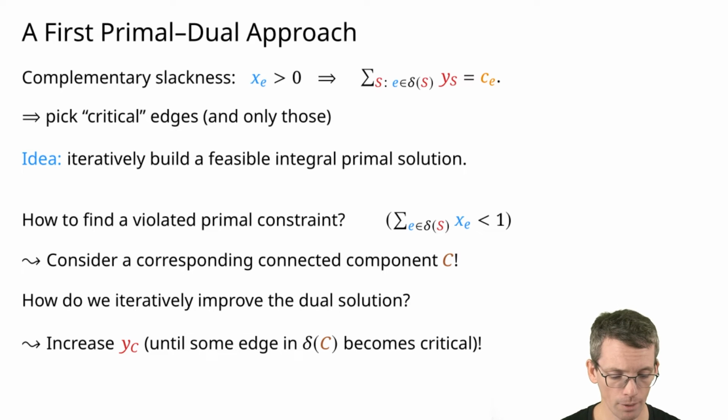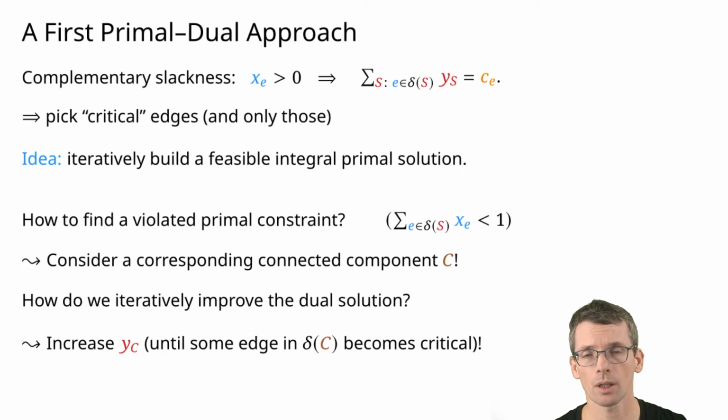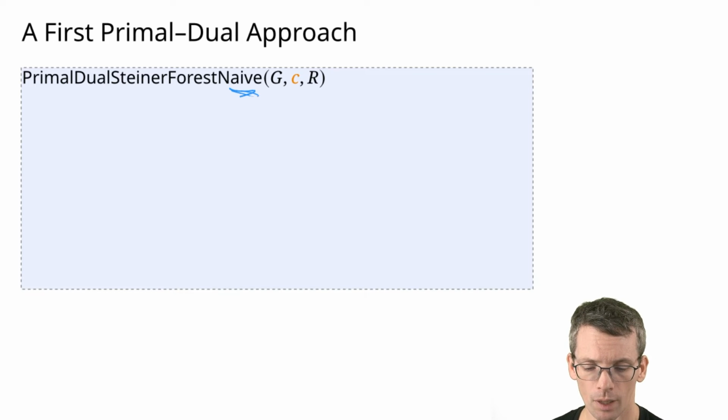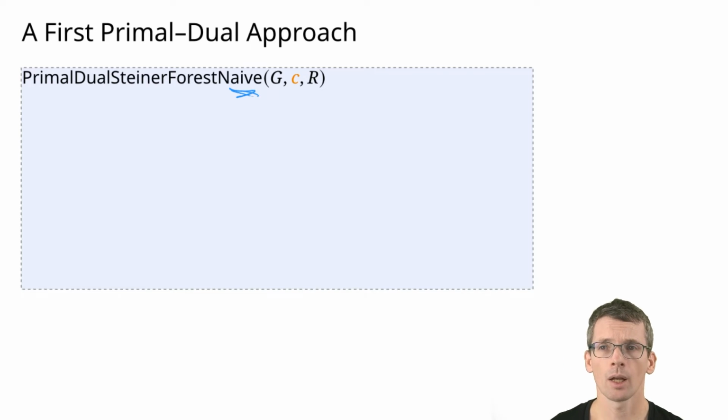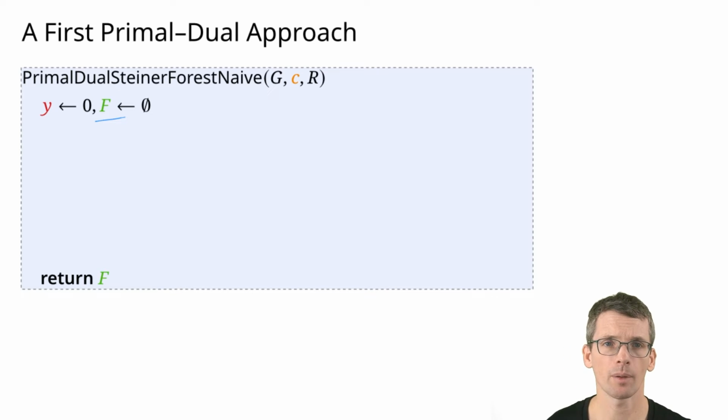So let's try this first in a rather naive approach, which actually will not give us the guarantees that we want to have, but from which we can then learn how to do it better. So this I now call the naive algorithm. This will not be our final algorithm, but this is simply Primal-Dual very directly applied here. We set all of the Ys to 0. Initially, we haven't any edges selected into our forest, so F is the empty set.